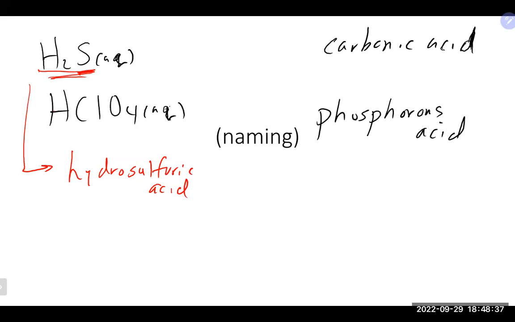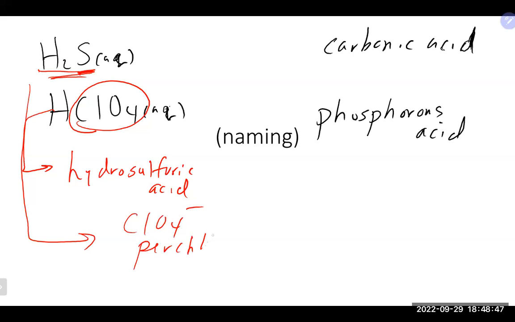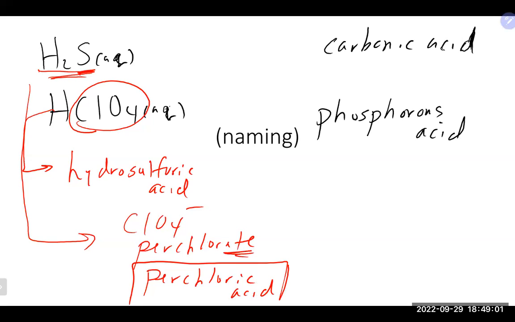Coming to our next one, we do see oxygen. So that means we do have a polyatomic ion. That is ClO4 minus, which is perchlorate. Since that ends in ate, that means that my acid should end in ic. And that means that this would be perchloric acid. Any questions on that one there?